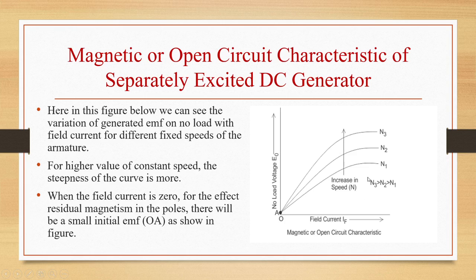With increase in speed, N3 is greater than N2, and N2 is greater than N1. So for a higher value of constant speed, the steepness of the curve will be more. When the field current is 0, because of residual magnetism in the poles, there will be a small initial EMF OA. Because of that, the open circuit characteristic will not start from the origin O, it starts from point A.